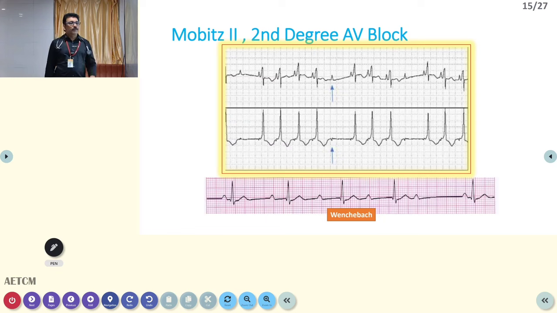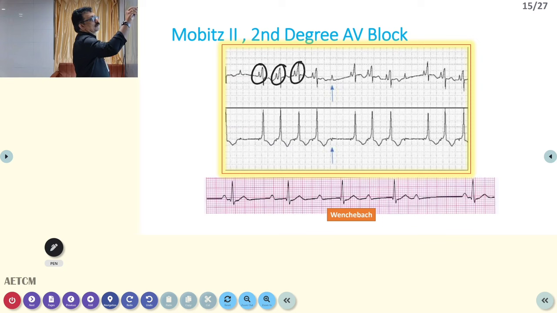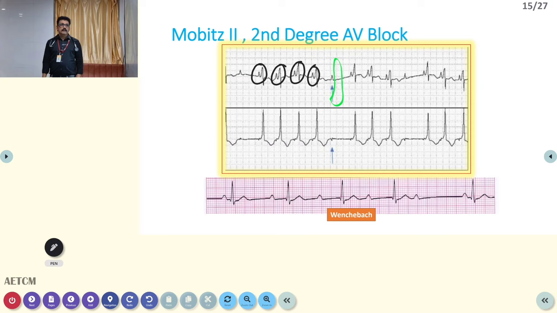This is type 2. Here actually there is no conduction delay happening. You can see here the PR interval is almost the same in all the complexes. But suddenly one QRS complex is missing here. So there is no progressive prolongation of the PR interval. Suddenly one QRS complex is missing after the P wave. This is called Mobitz type 2 second degree heart block. Whereas Wenckebach's phenomenon has progressive prolongation of the PR interval.